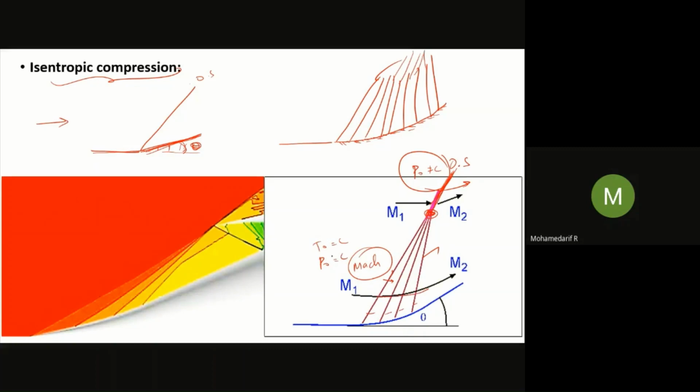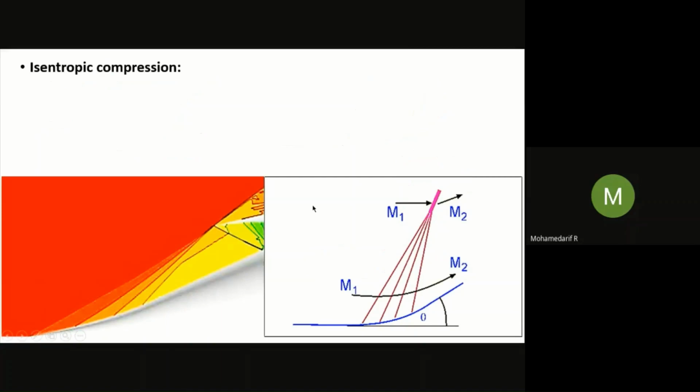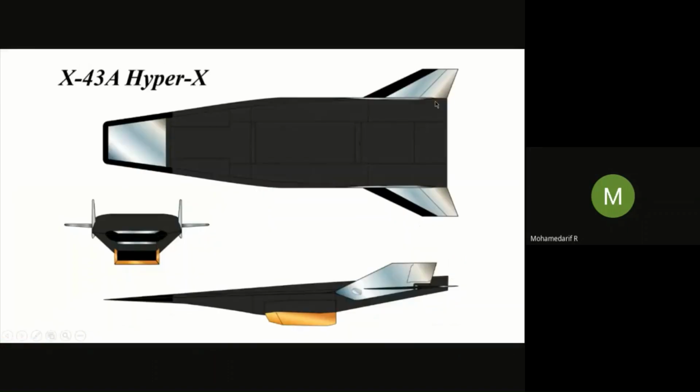So it is very smooth and it is isentropic. There is no loss. So all these supersonic vehicles, hypersonic vehicles, in the inlet, if you see, it won't be straight. It will be like a curve. For example, I have taken this X-43A, a hypersonic vehicle. This is the scramjet engine, and this is the inlet. See, it is curved. It is not straight.